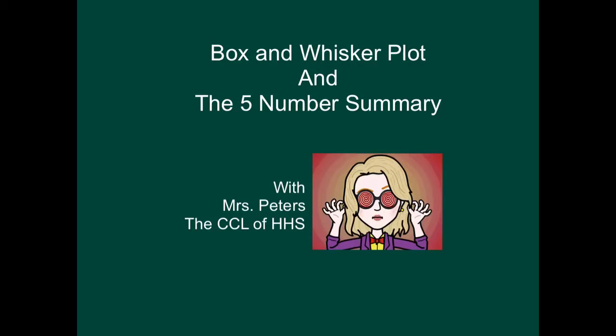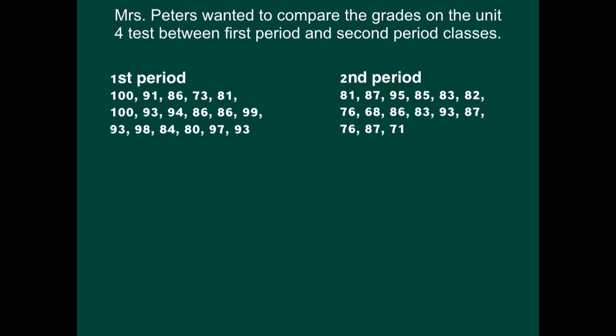It's Math with Mrs. Peters, the crazy cat lady of Hiram High School, and today's topic, box and whisker plot and the 5-number summary. So here's our problem. Mrs. Peters wants to compare the grades on the Unit 4 test between her first period and second period classes. And we have a set of data. Here's my first period data, and here is my second period data. And we're going to compare them.